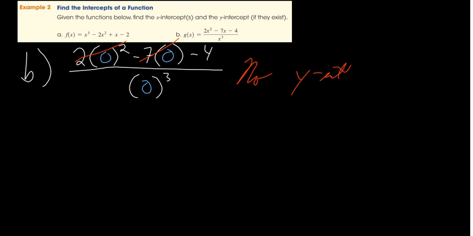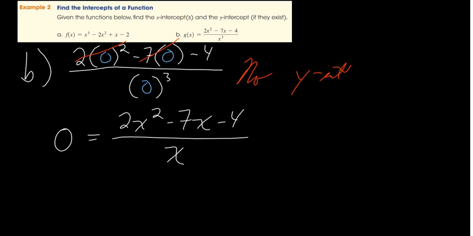Well, now we can move to the x-intercepts. For the x-intercept, again, we're just going to set the equation equal to 0. So we're going to have 0 is equal to 2x squared minus 7x minus 4, all over x cubed. Again, we have to solve for x.